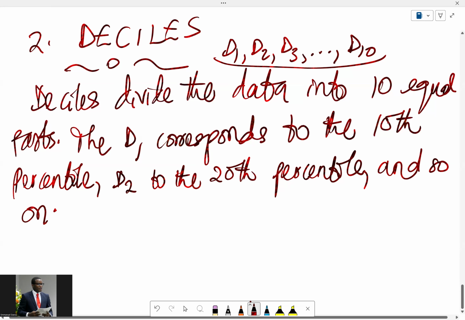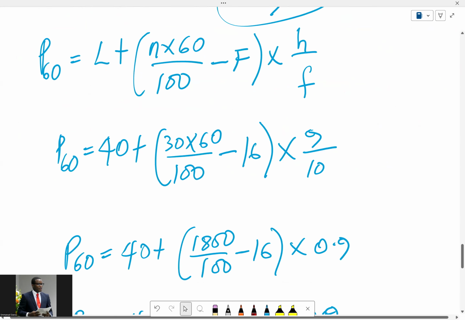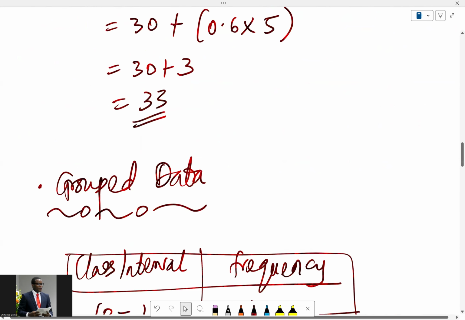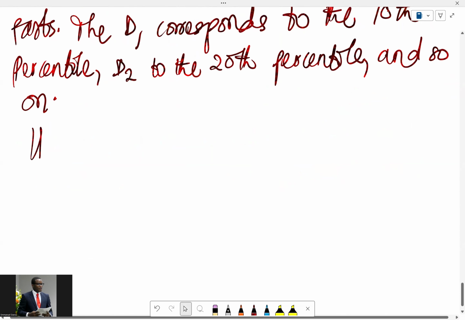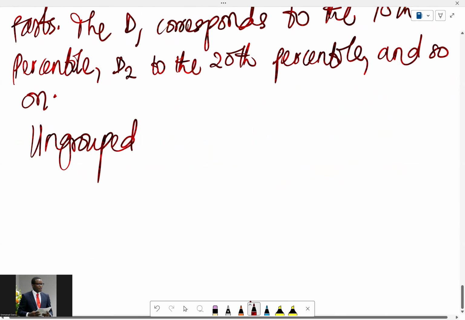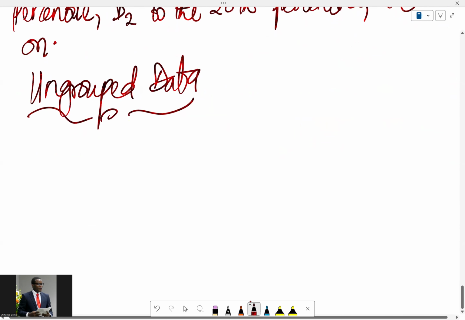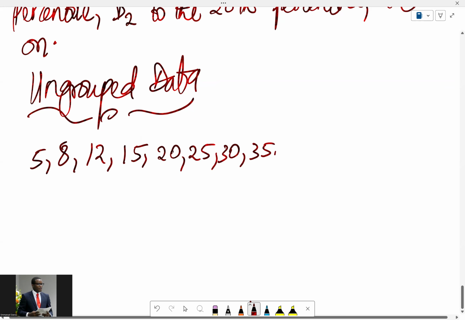Okay. So let's look at a case for ungrouped data and see how that looks. Imagine this data, already arranged. If it is not already arranged, you have to arrange it in ascending order, strictly. So 5, 8, 12, 15, 20, 25, 30, 35, 40, 45. Here, n is equal to 1, 2, 3, 4, 5, 6, 7, 8, 9, 10. So you have 10 data points.